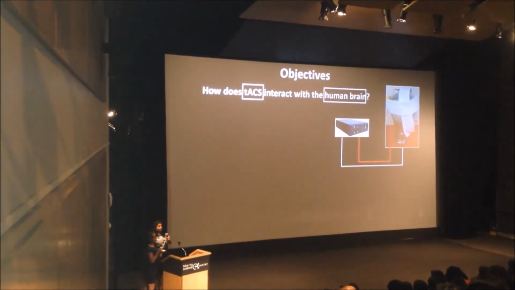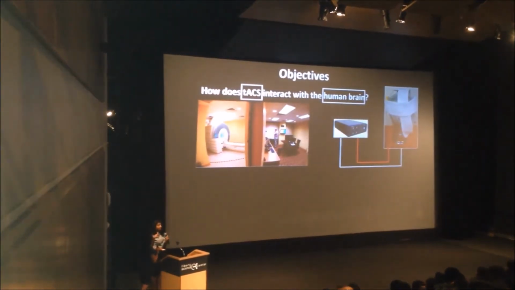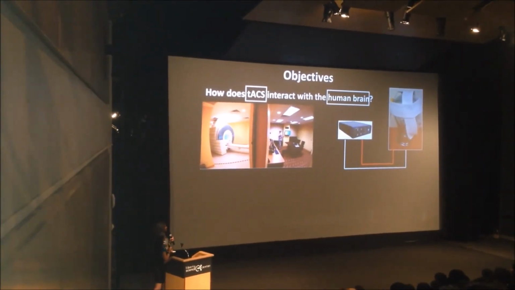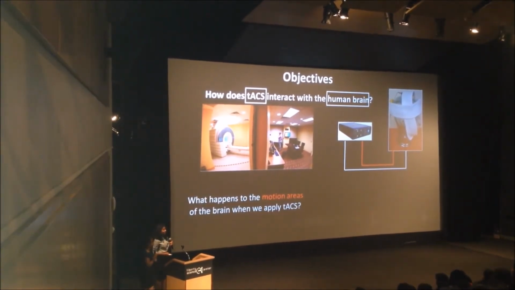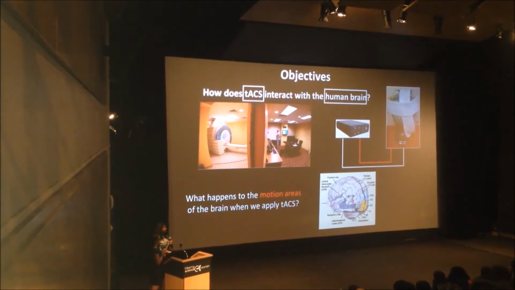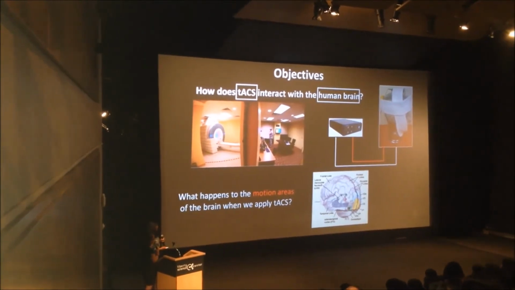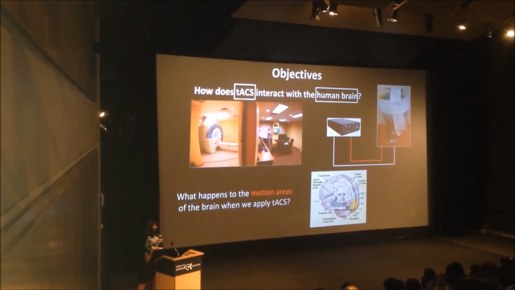So how do we study the human brain? We use an fMRI machine here to our left, and our main question throughout our entire experiment was, what happens to the motion areas of the brain when we apply tACS? From previous experience, we know that motion adaptation is correlated to this area of the brain known as MT, also known as V5.